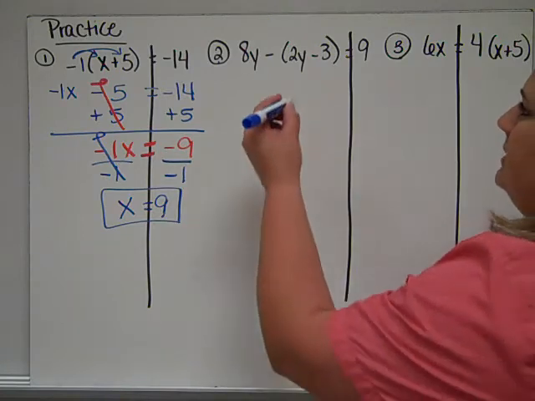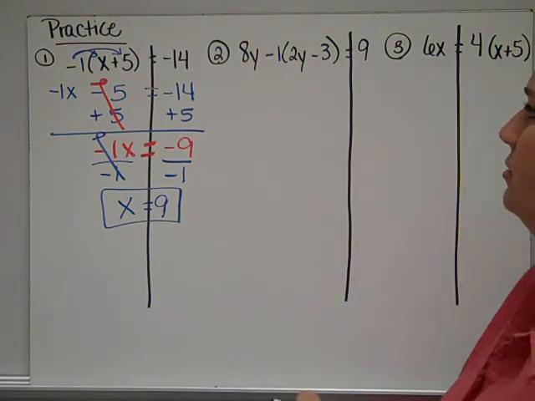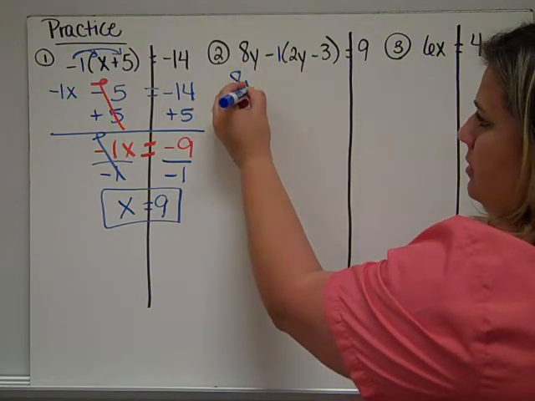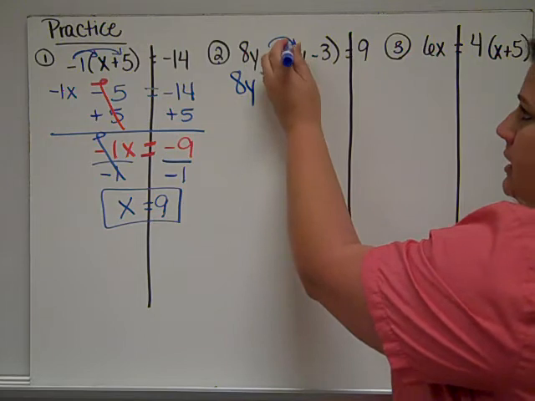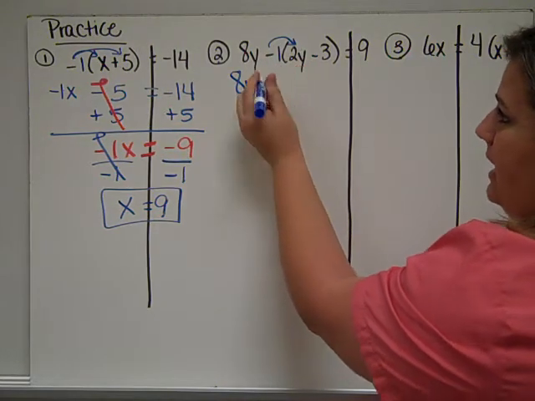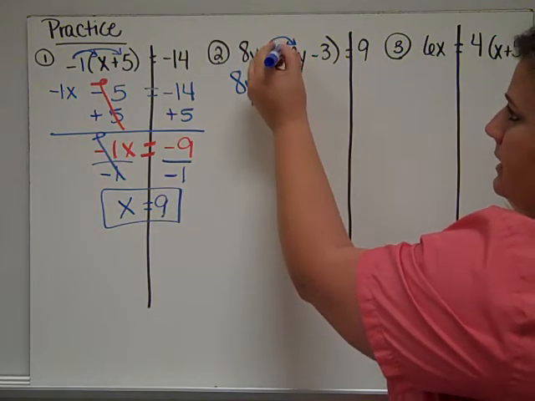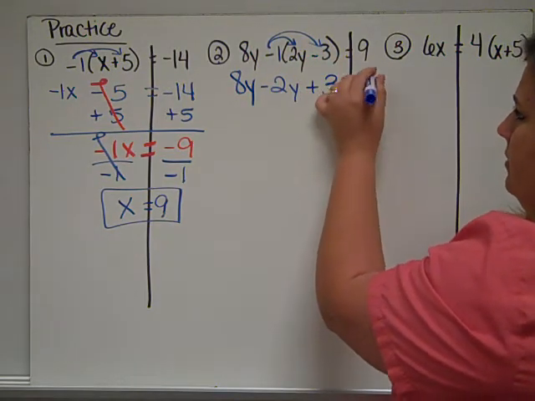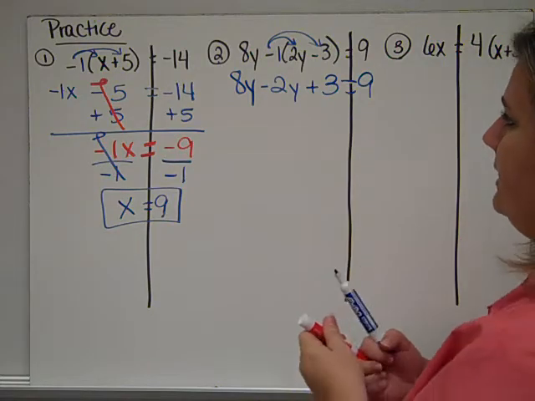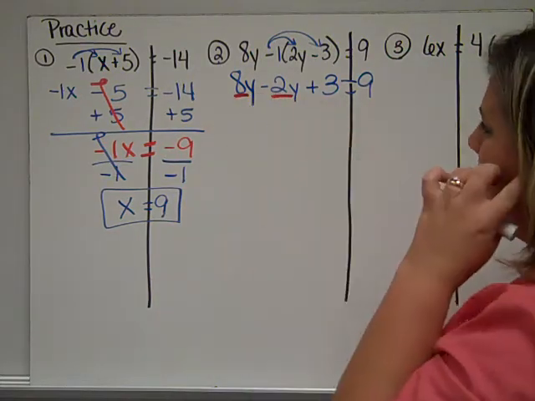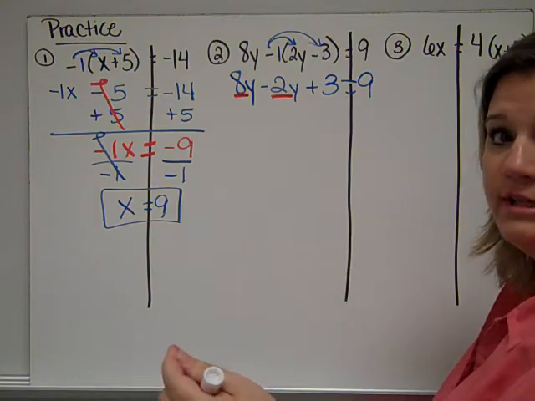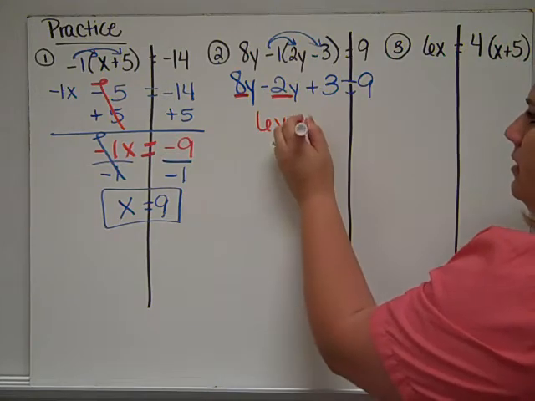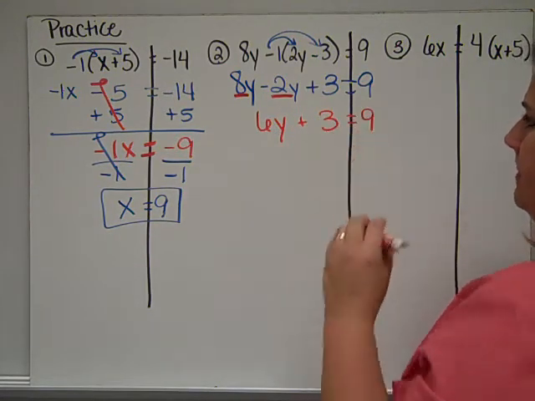Example number 2. Same thing. I do have that understood 1 sitting out there, and it's negative. So when I distribute through, I need to make sure I distribute a -1 through. So -1 times 2y is -2y. -1 times -3 is +3. Okay? I do have like terms on the same side. And so when I combine them, I have a +8 and a -2. So that gives me a +6y. Bring everything else down. Okay?